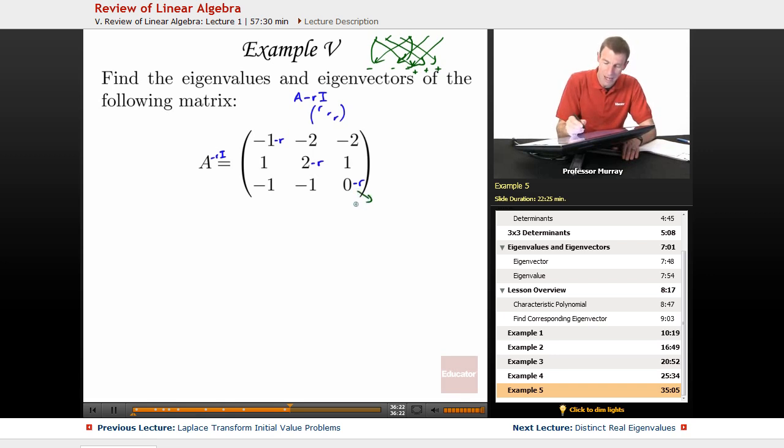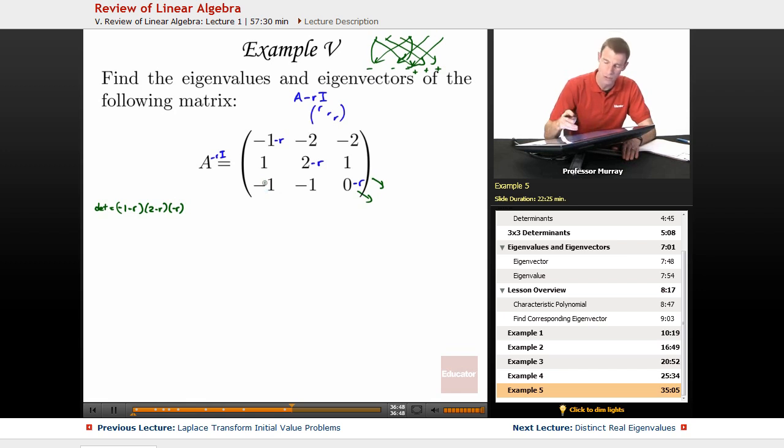The first main diagonal is -1 minus R, times 2 minus R, times 0 minus R, which is just minus R. And now the next diagonal is -2 times 1 times -1. So that gives us -2 times 1 times -1.